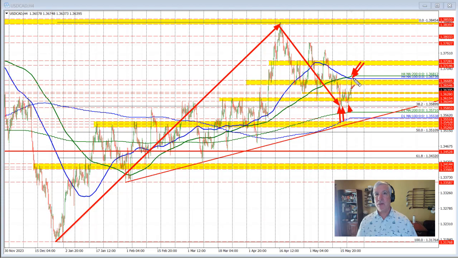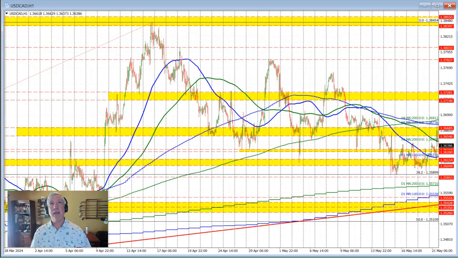If it can't get above these two moving averages, then we've got to look toward more support and resistance type trading in this pair as it battles between the 38.2% retracement and the 100-200 bar moving average on the 4-hour chart. Let's just take a quick look at the hourly chart to see if anything is in play for it.